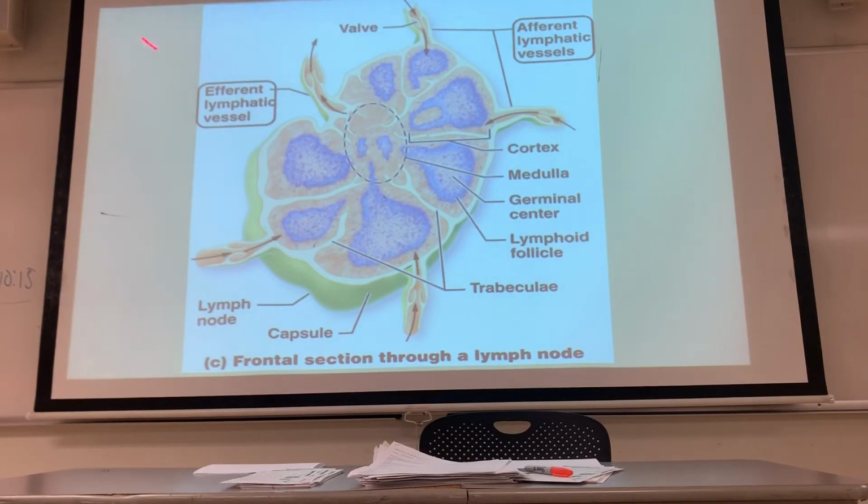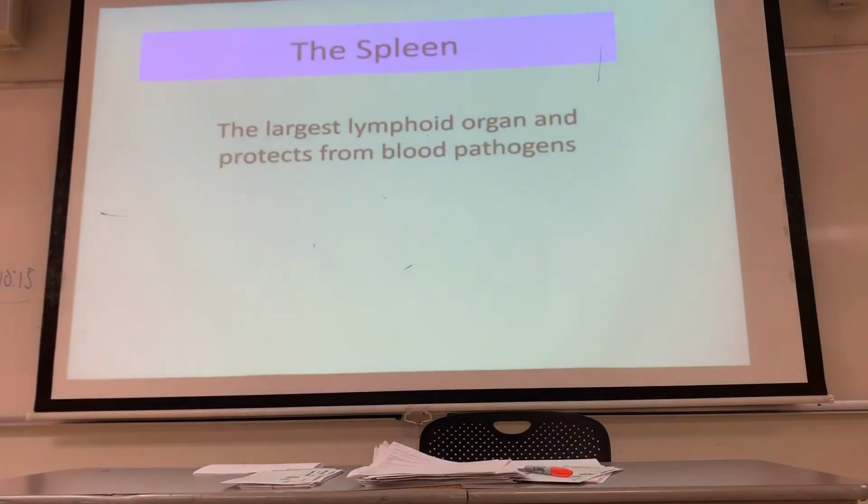So you have your afferent here. On the other side is your efferent. Those are cells, we have the medulla, we have the cortex, we have a lot of cells in there. Okay, let's go to the spleen.